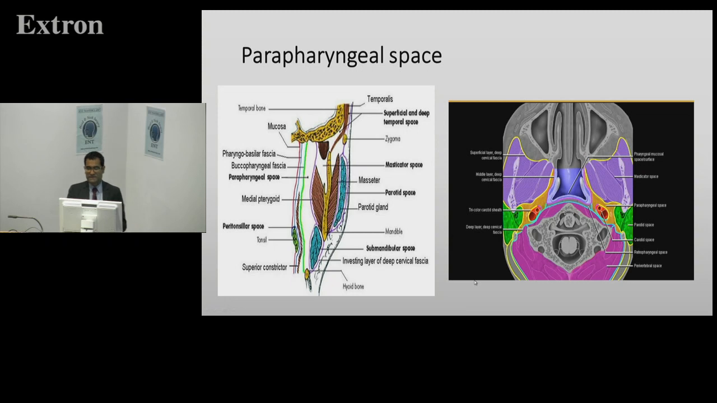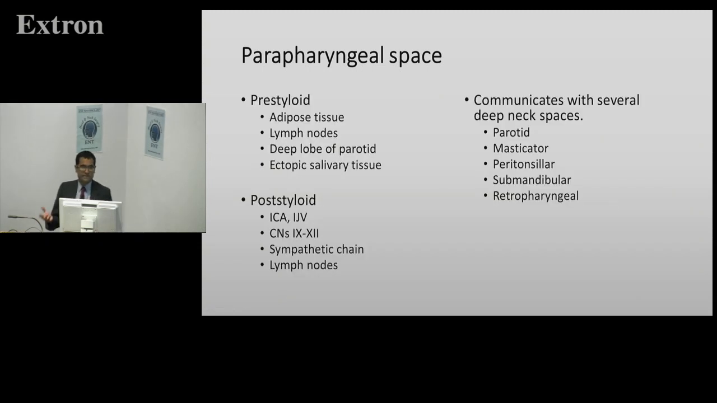Now, the important thing about the space is there's two compartments. This is on an axial CT scan, and this is the space behind the masticator space here, lateral to the pharynx, and deep to the parotid space here. In terms of the two compartments, you've got a pre-styloid and a post-styloid space. In the pre-styloid space, the contents are a bit of fatty tissue, lymph nodes, and the deep lobe of the parotid. Whereas in the post-styloid, you've got the major vessels and the lower cranial nerves. You also have the sympathetic chain along with lymph nodes. So if you have an abscess sitting around big vessels, one of the complications is that they can rupture. And obviously, this compartment, as I mentioned earlier, communicates with various other spaces.